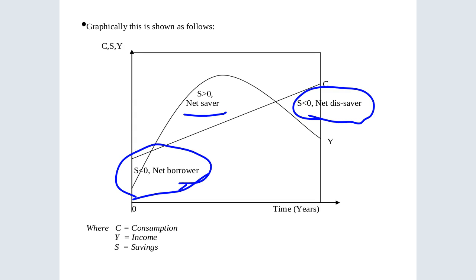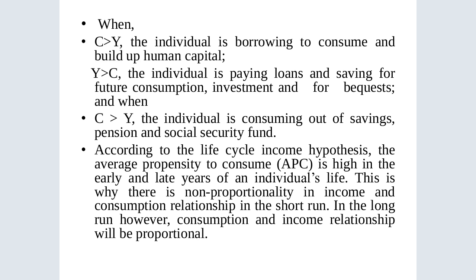And maybe after you have retired, now you have saved, and therefore you are now a net dissaver, simply consuming from whatever you had saved. Now, when the consumption is greater than income, the individual is simply borrowing to consume and build up human capital.